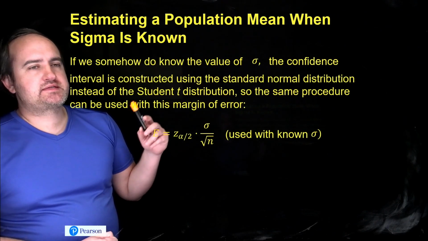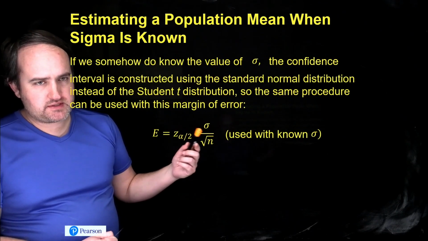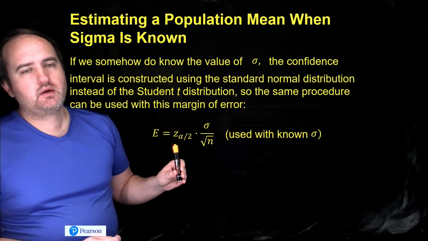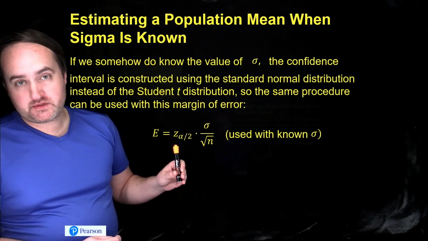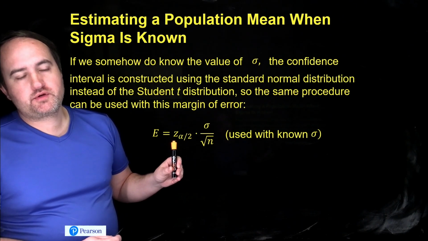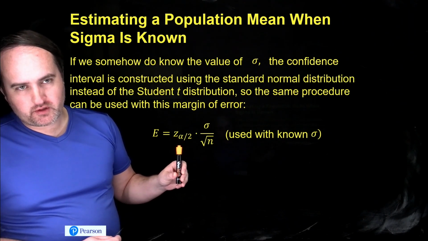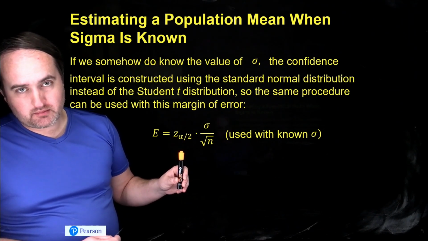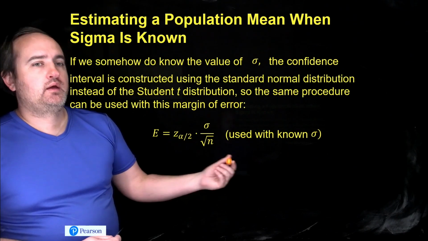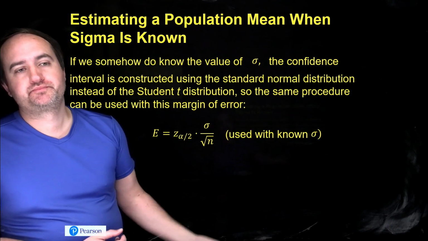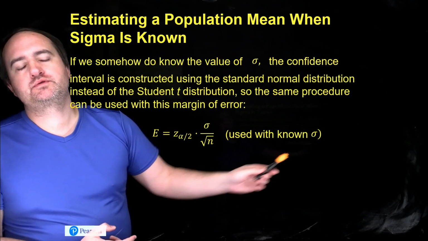So we would do the exact same procedure, and you'll notice that this margin of error looks very similar. If you somehow knew sigma, then you would use z sub alpha over 2, which would be the critical value in the standard normal table, so table A2, and then instead of s, you would use sigma, because you know sigma. This is only used with known sigma.